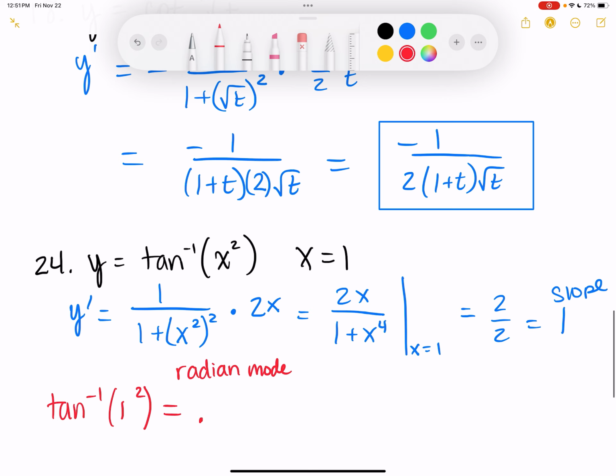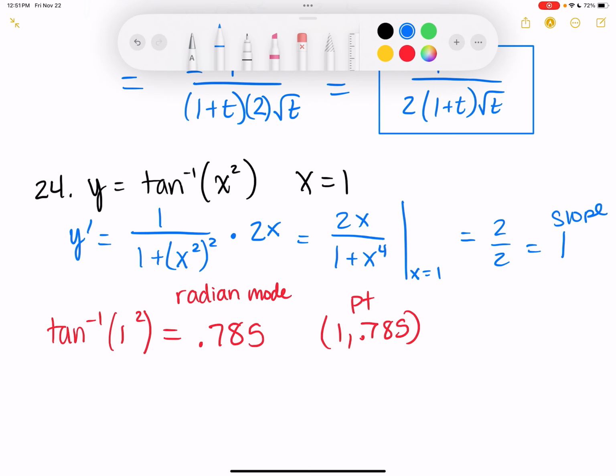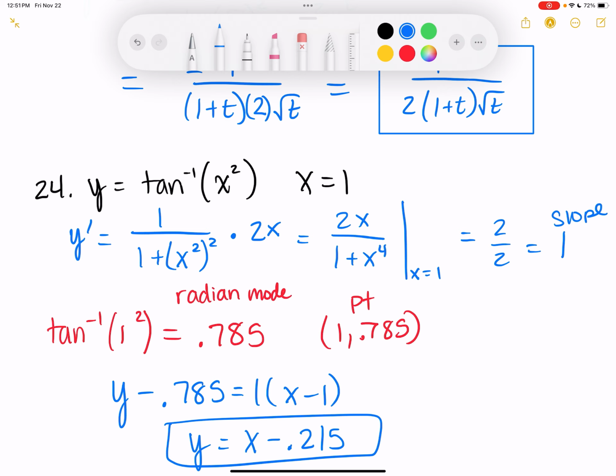0.785. Alright, so the point we're using is 1 and 0.785 for our point. And we have a slope. So now y minus 0.785 equals 1 times x minus 1. So I would have y equals x minus 0.215. And that would be the equation of the tangent line.